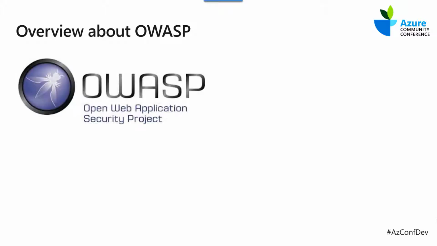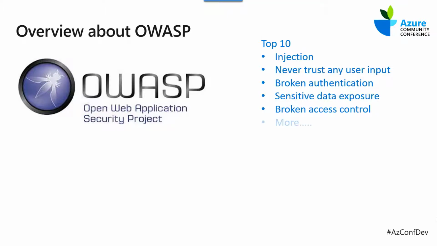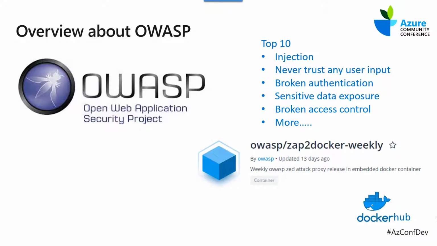OWASP, or Open Web Application Security Project. OWASP is a worldwide non-profit organization dedicated to helping improve the quality of software. And they are producing two products. The first is the Top 10 vulnerabilities document, and I just selected some of them like injection, never trust any user, and many. And also they produce ZAP, which is software for penetration testing. And part of this ZAP is a weekly Docker image that has all the updates of the vulnerabilities.